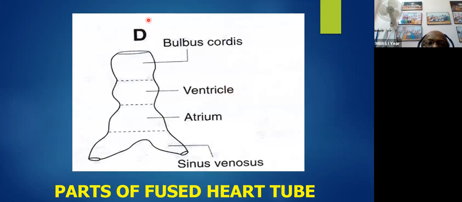Now you see that, this is bulbus cordis, ventricle, atrium, and sinus venosus. The two unfused parts are called the right and left horns of the sinus venosus. The sinus venosus has a right horn and a left horn.